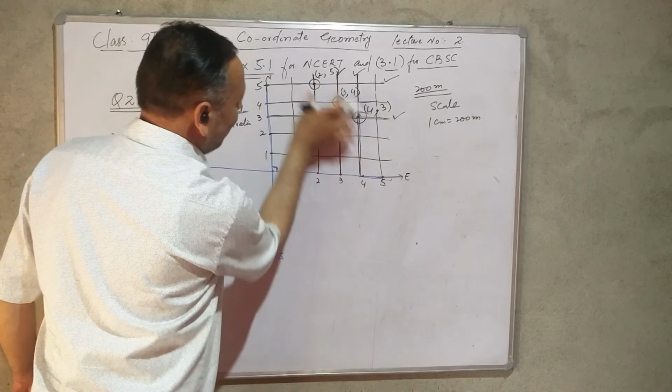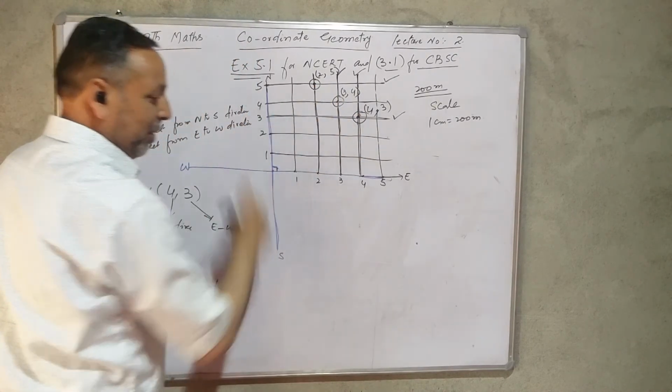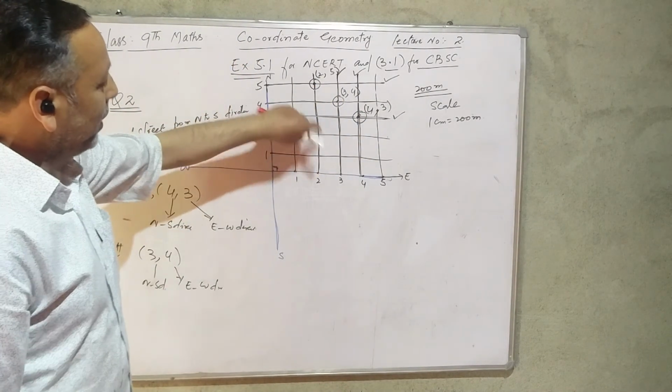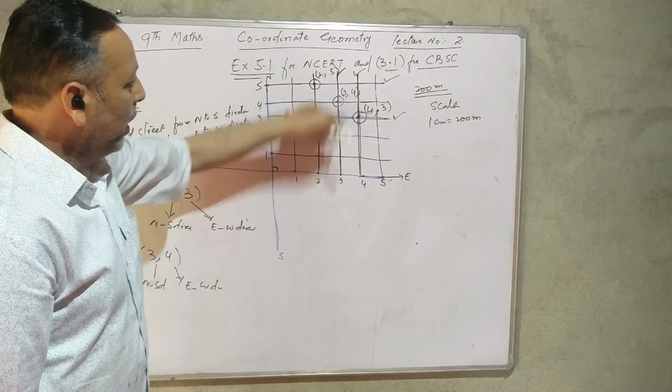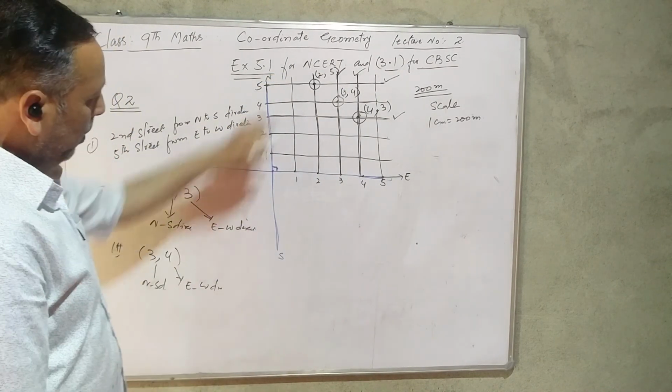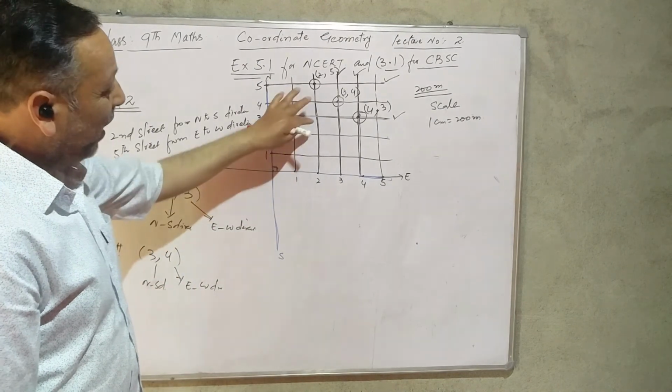All the 3 streets are unique. They are separate. This is how to locate the cross streets: second and fifth, third and fourth, and fourth and third. This is the completion of exercise 5.1.